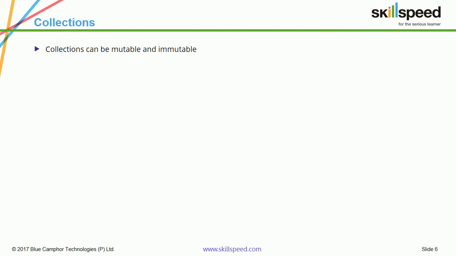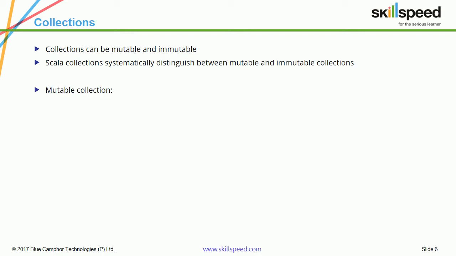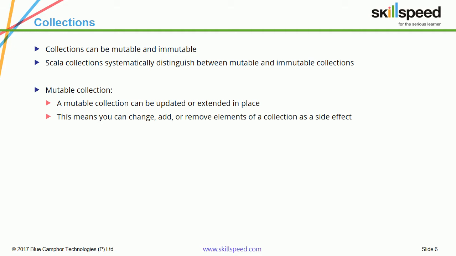Now the property of collection states that collections can be either mutable or immutable. Scala collections systematically distinguish between mutable and immutable collection. So what do we mean by mutable collection? A mutable collection can be updated or extended in place, which means you can change, add or remove elements from a collection. You can also change the size of a previously defined collection.